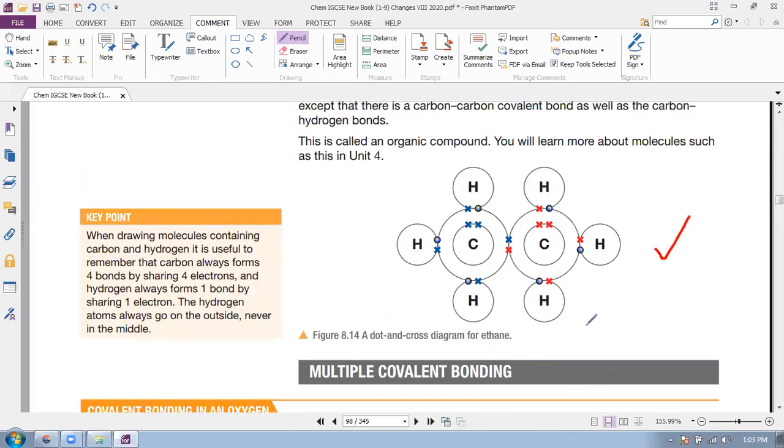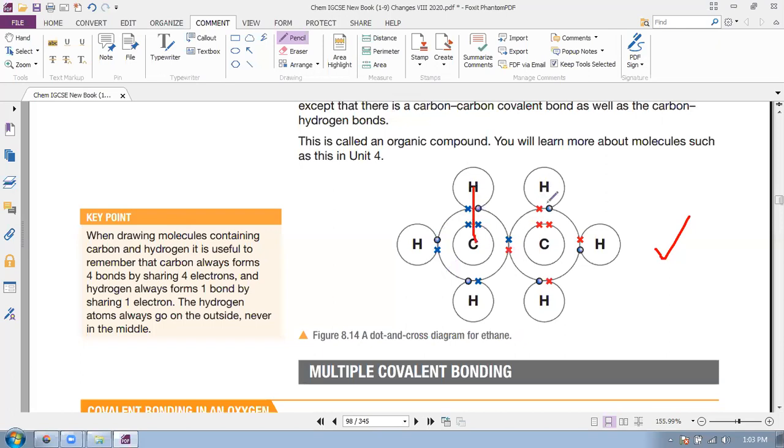This is ethane. This is the dot and cross diagram of ethane. Look at this: 2 carbons, 3 hydrogens with this carbon and 3 hydrogens with this carbon. It's a covalent bond. Actually, covalent pair of electrons. And what is the bond? The bond is actually the attraction between these electrons and this carbon, and this attraction. So this is the covalent bond.